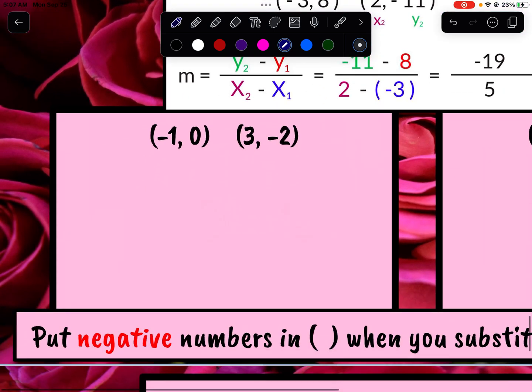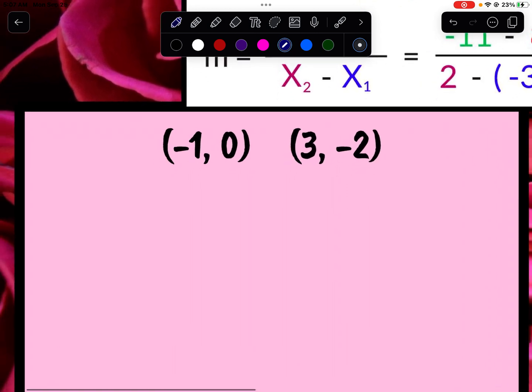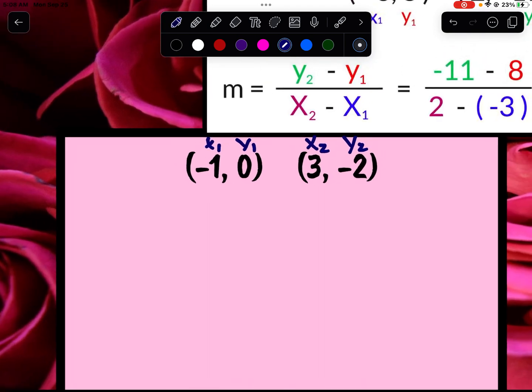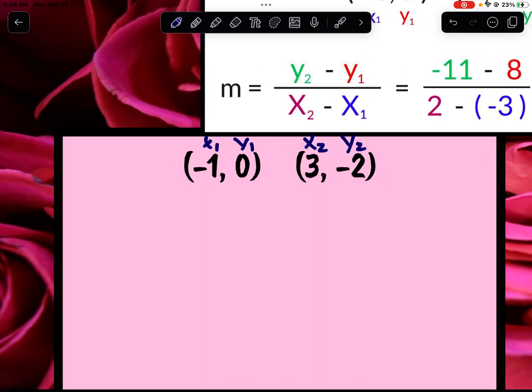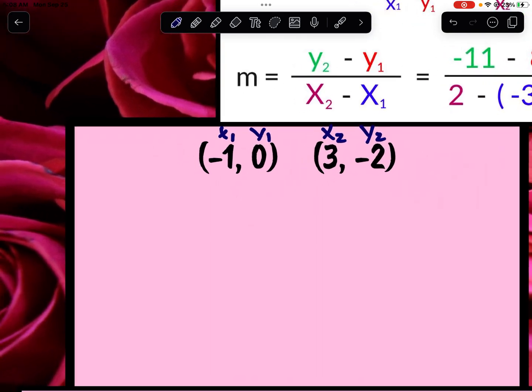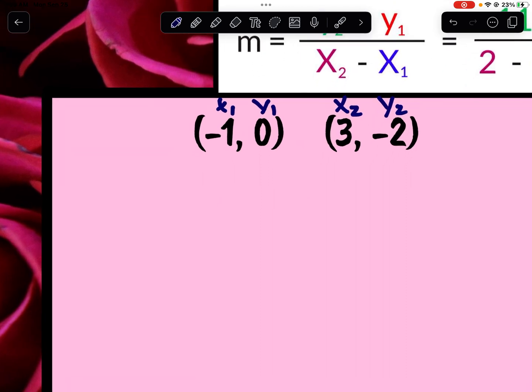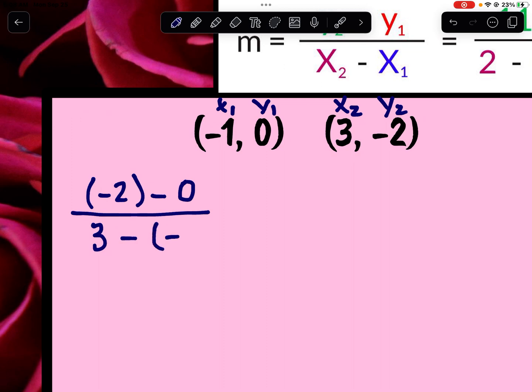So I have x1, y1, x2, y2. I'm going to look at my formula real quick. y2 minus y1. So I have negative 2 minus 0 over 3 minus negative 1. Okay.